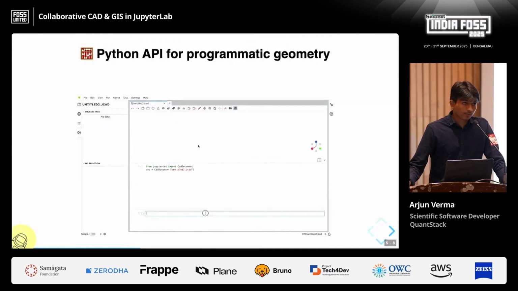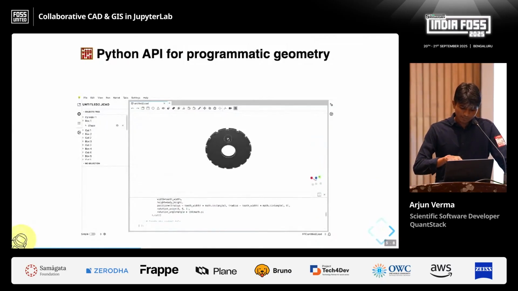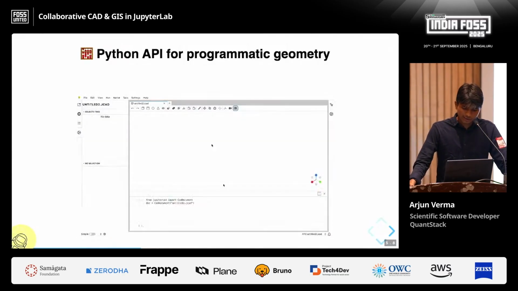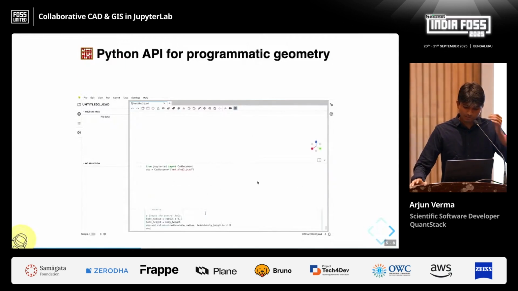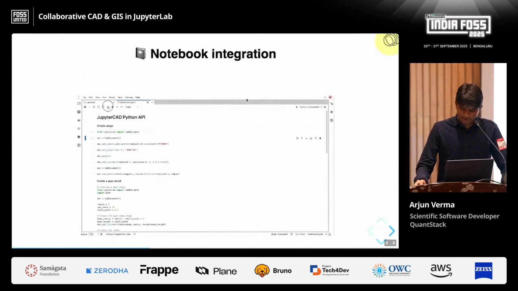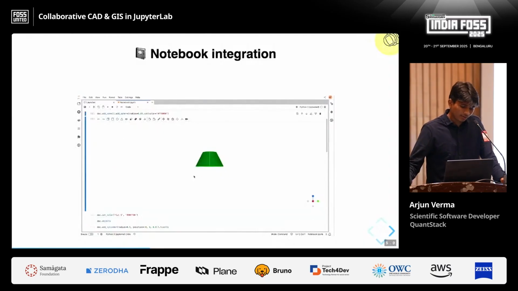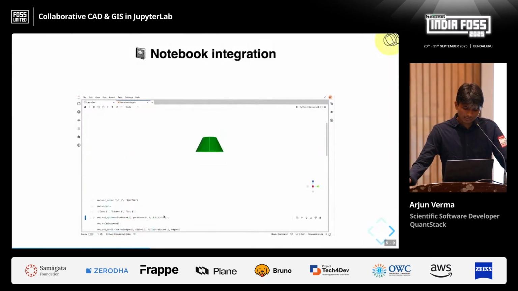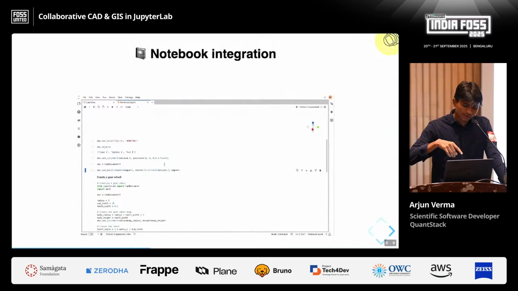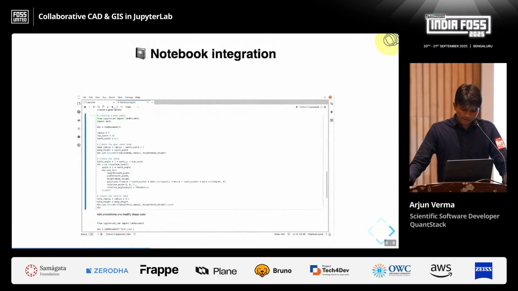And JupyterCAD also supports a Python API. So I would just paste some code, and now you can see the gear has been created. And you can do a lot more with the Python code. With Python you can script models, and in this case you can create advanced models as well. And we also support a widget for rendering inside the notebook only. So as you can see, we are working inside a notebook this time, and we are doing everything inside the notebook.